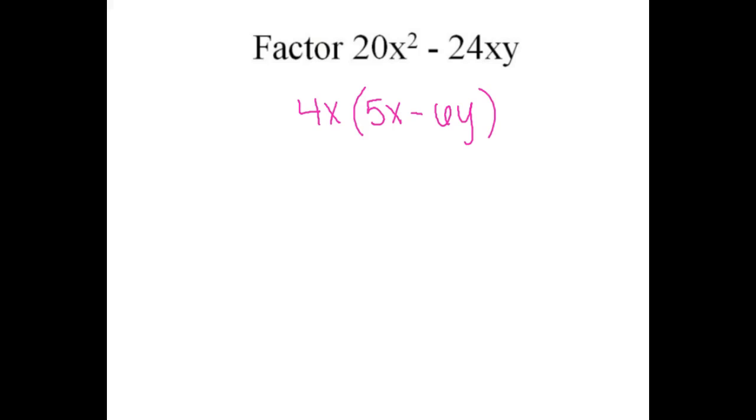Okay. For example 1, remember we're looking for the GCF, so you are looking for what you can take out from both sets of terms. So both are divisible by 4, both are divisible by x, so you have 4x times the quantity 5x minus 6y.